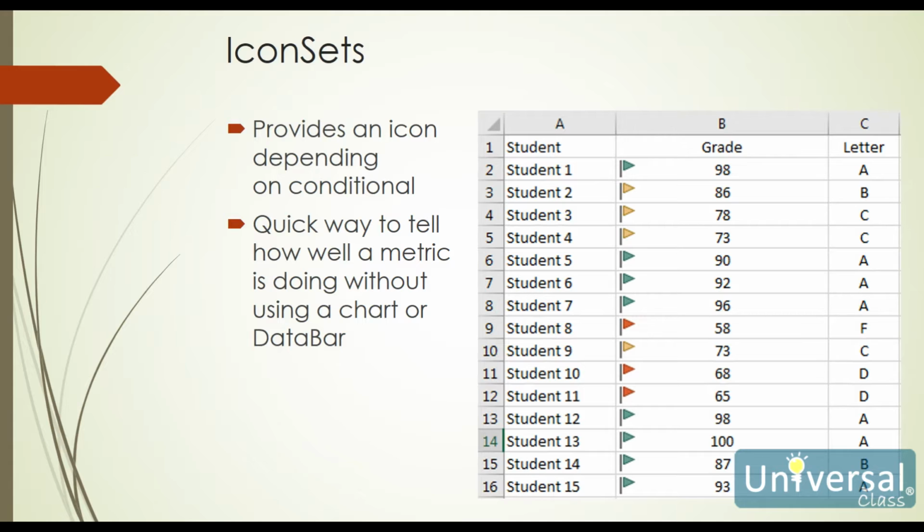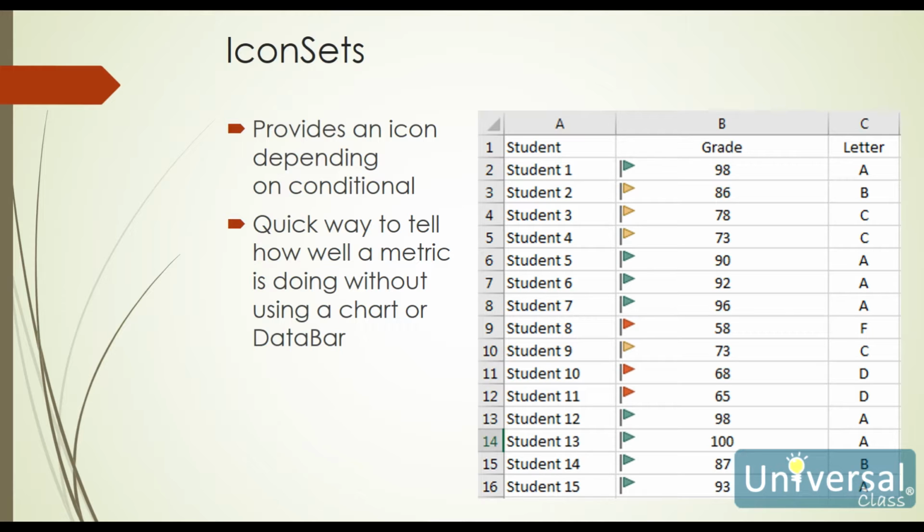Instead of a data bar, we could also use what's called an icon set. What this does is provide an icon depending on a conditional statement. It's a quick way to tell how well we're doing without using a chart or a data bar. Here we have flags, and we could do stars, and we have other things available to us, but it just gives a really quick visual.